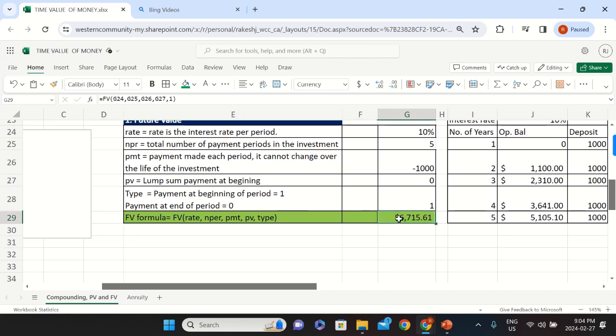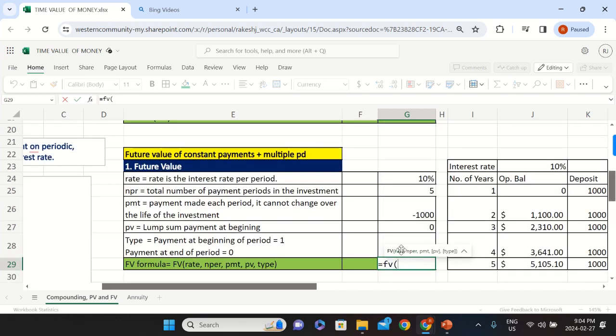So let's start with the equal sign, future value. This is the return value, bracket open. Now here rate. The rate is 10% for example, comma, next value is NPER. NPER here is the total number of payment periods in the investment. In this case there are 5 periods, 5 periods means 5 years. So I click on this 5 years, comma. If we are making a payment we can put this as a minus, right? So the payment which is going to be made is not going to change over the life of the investment. So $1000 every year for 5 years.